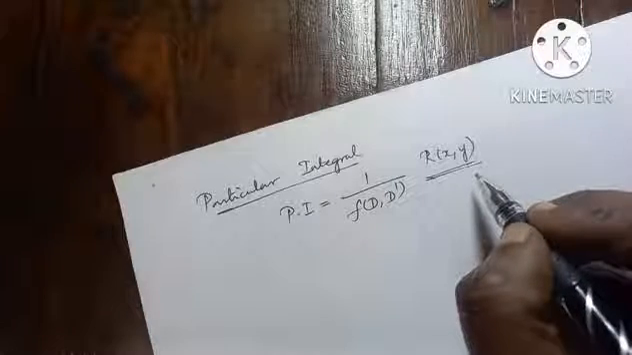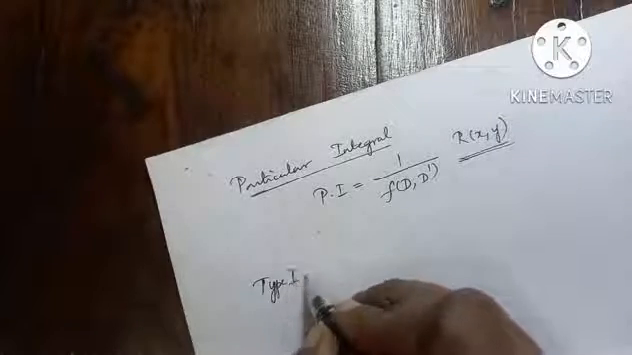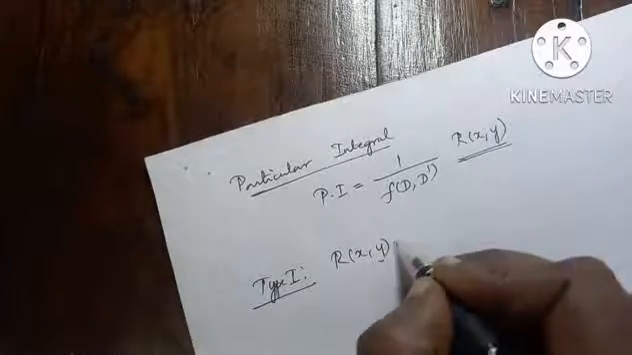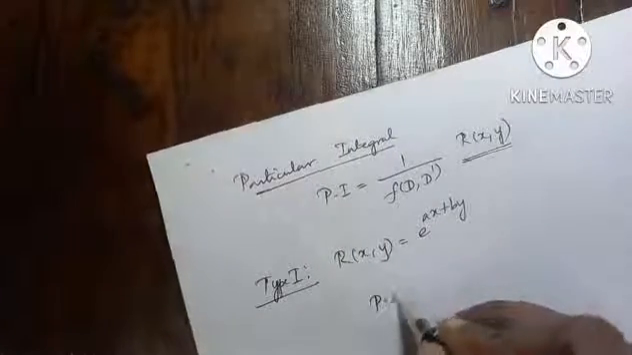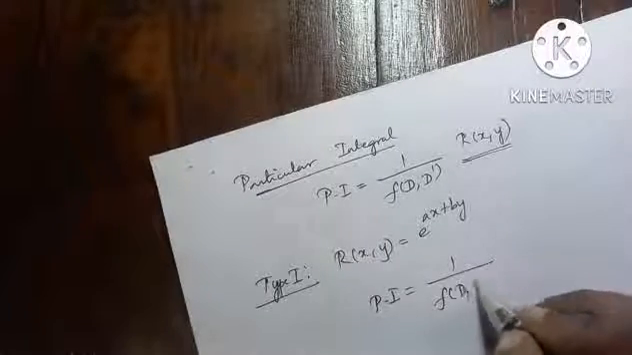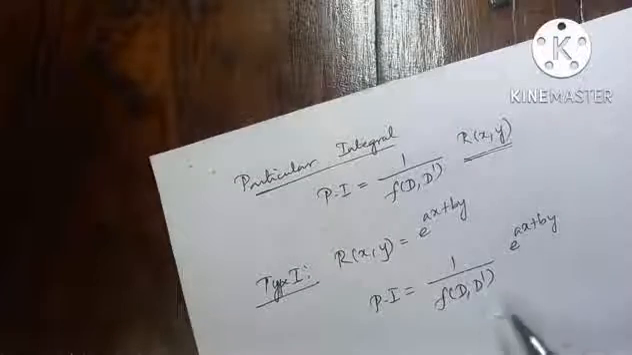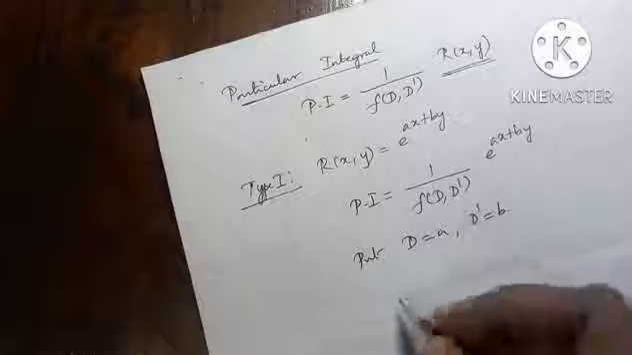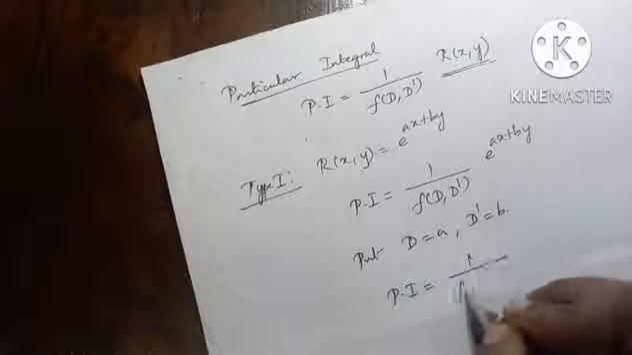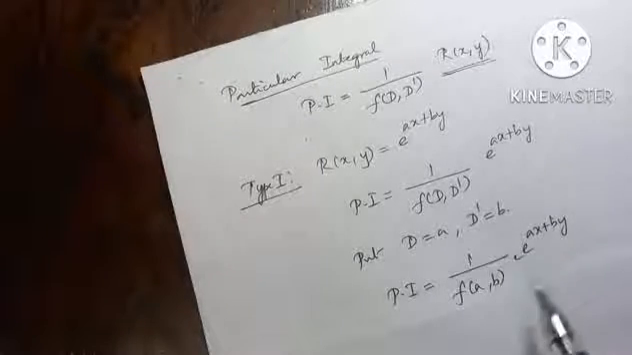There are some types of R of x comma y, function of x comma y. Type 1: R of x comma y is e power ax plus by. Okay, then what is the rule to find PI? 1 by f of D comma D dash into e power ax plus by. The rule is put D equal to a, D dash equal to b. Then PI is 1 by f of a comma b into e power ax plus by, which is the answer.